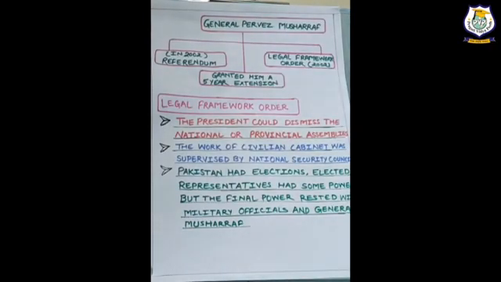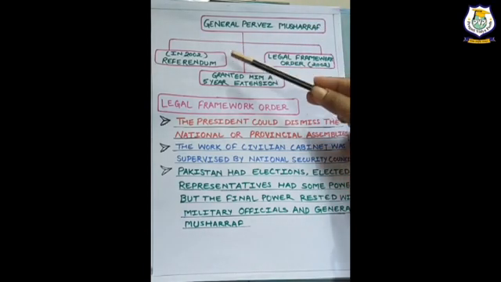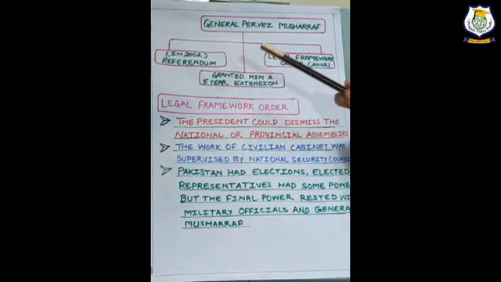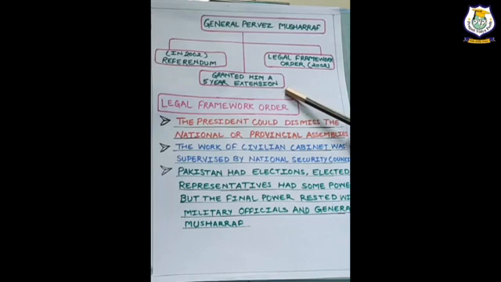By this, he took all the power in his hand. After General Pervez Musharraf had control over Pakistan, in 2002 he planned a referendum which gave him a 5-year extension of his ruling time. He announced a Legal Framework Order by which he got extreme power for his rule.